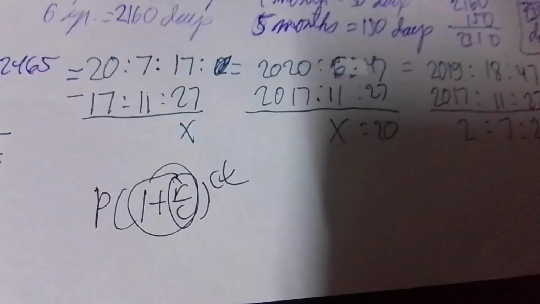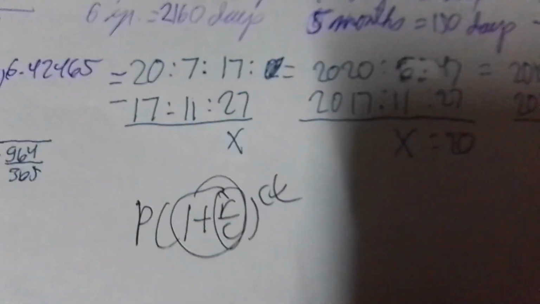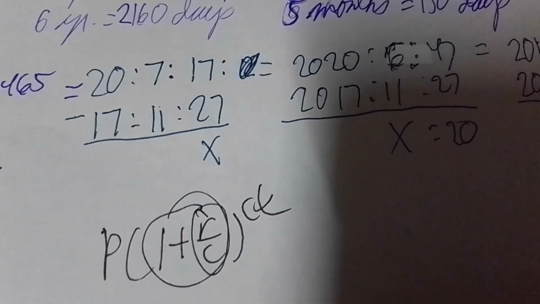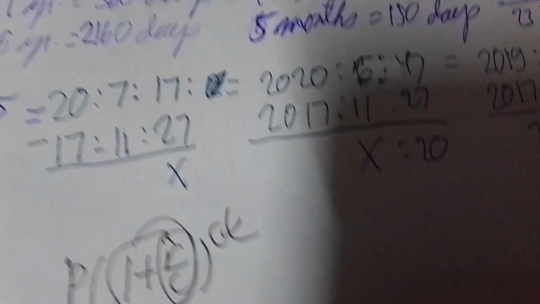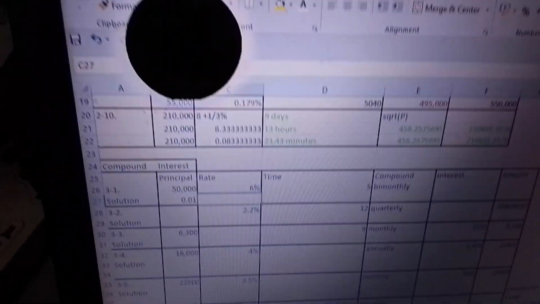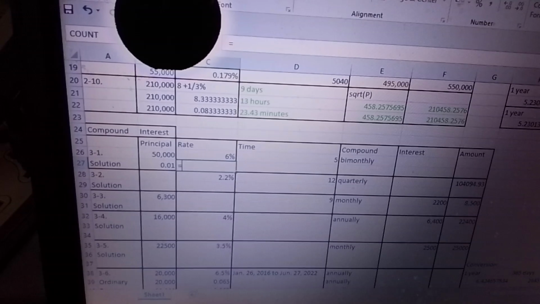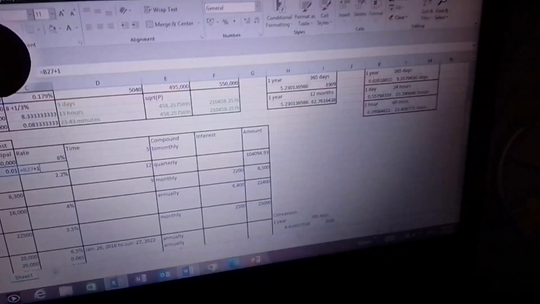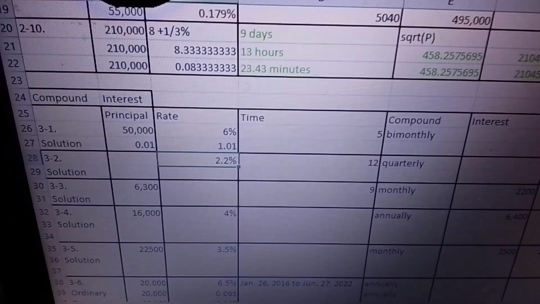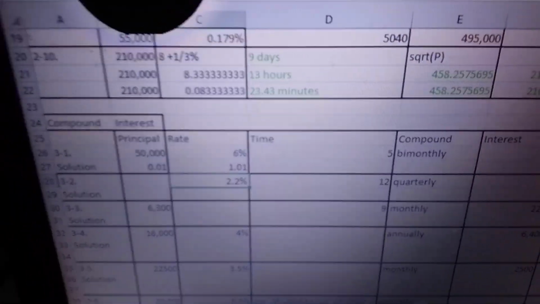Now, all we have to do is, remember, this is the first thing that we did. Next, we're gonna have to do this. We add it with 1 plus the answer that we get from dividing R divided by C. We get 0.01. So, the next thing that we're going to do is to add. So, this one plus 1. And you should get 1.01 as the rate.